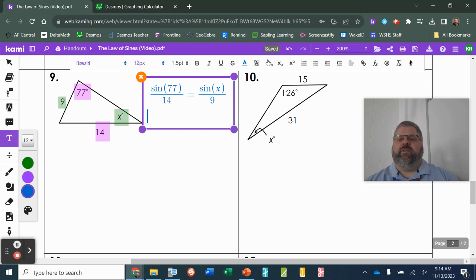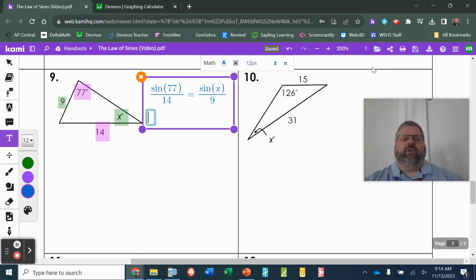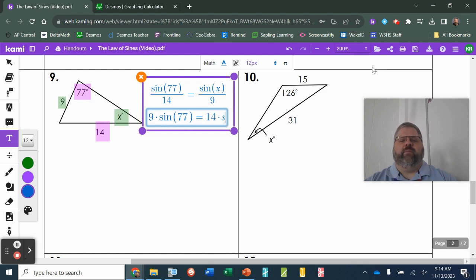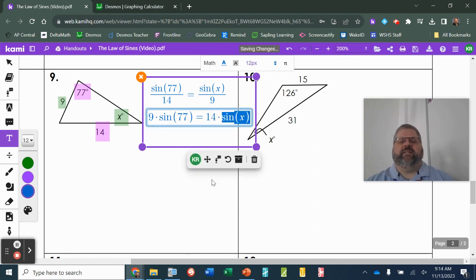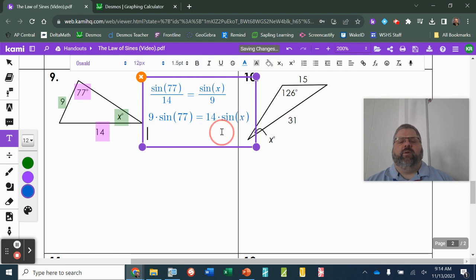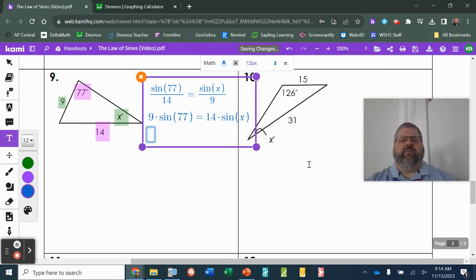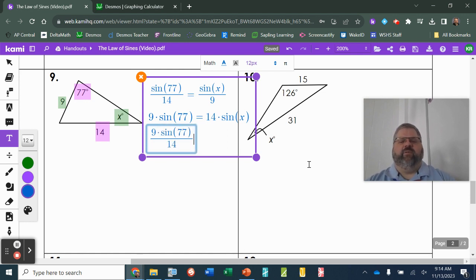I have a proportion, so we're going to go ahead and cross multiply. So we are going to have 9 times sine of 77 degrees equal to 14 times sine of x. Now, instead of isolating x, I'm going to try to isolate sine of x. But it's being multiplied by 14, so I need to divide both sides by 14. So we have 9 times sine of 77 degrees divided by 14 equal to the sine of x.